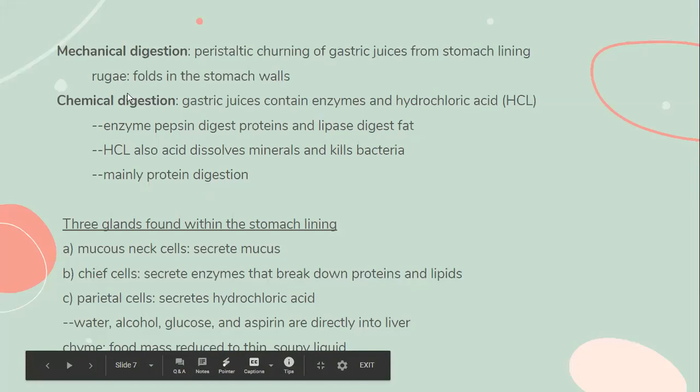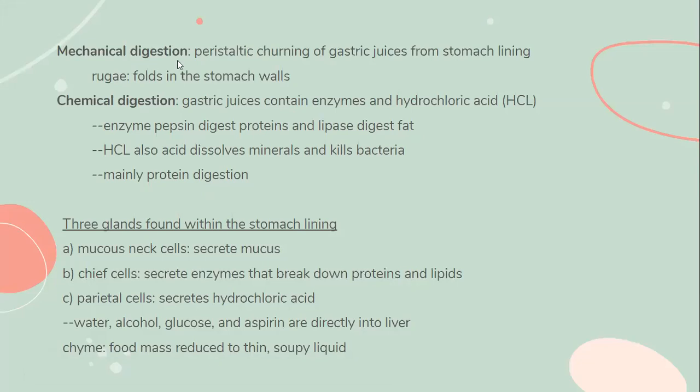So in the stomach, there's also two kinds of digestion. There's mechanical digestion, and that's the peristaltic churning of gastric juices from the stomach lining, rugae, which in the stomach is basically folds in the stomach wall. It's a fancy word for these folds you have in your stomach. The inside of your stomach is not smooth at all. It's pretty rough actually. That's the physical churning of gastric juices, which is all the natural juices you have in your stomach to break food down.